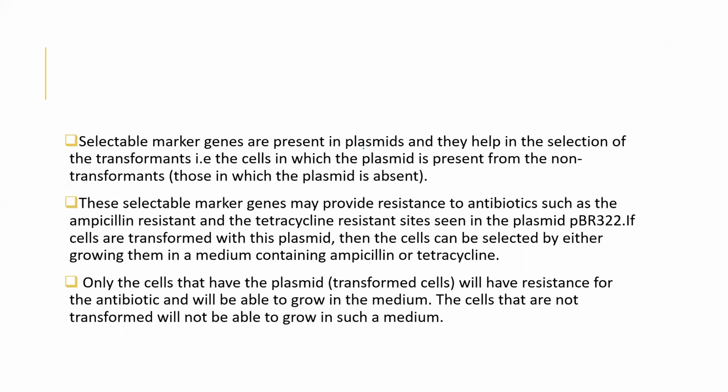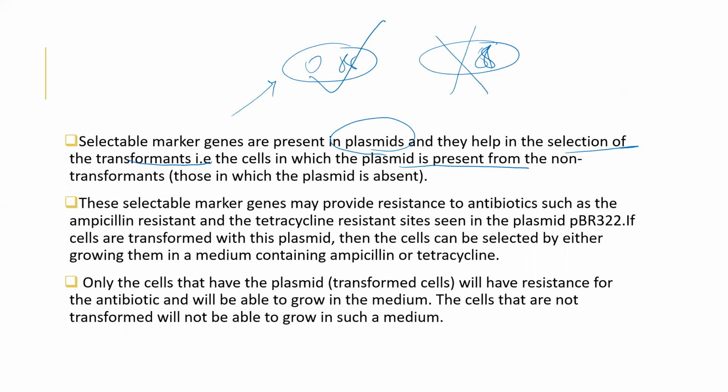Selectable marker genes are present in the plasmids and they help in the selection of transformants, that is, the cells in which the plasmid is present, and the non-transformants. So, they are used to help distinguish between non-transformants and transformants. These selectable marker genes may provide resistance to antibiotics such as the ampicillin resistant and the tetracycline resistant sites seen in the plasmid pBR322. If cells are transformed with the plasmid, then the cells can be selected by growing them in a medium containing ampicillin or tetracycline.